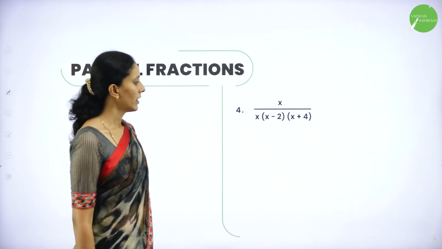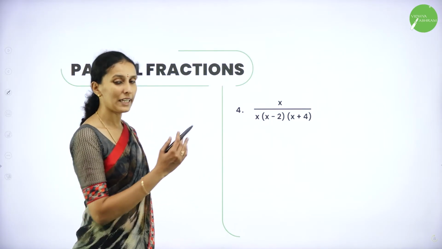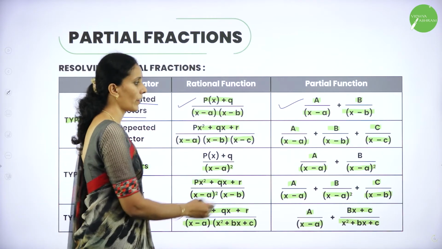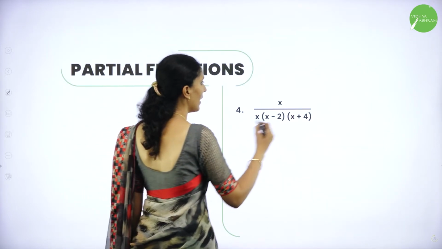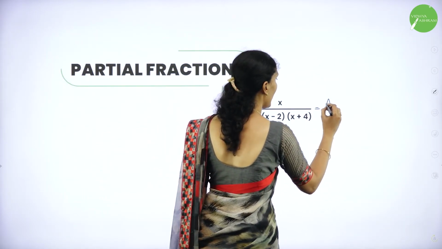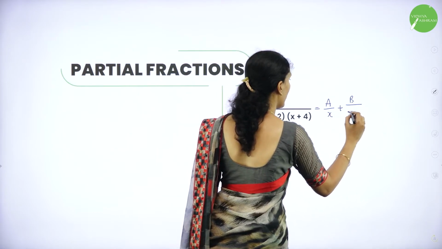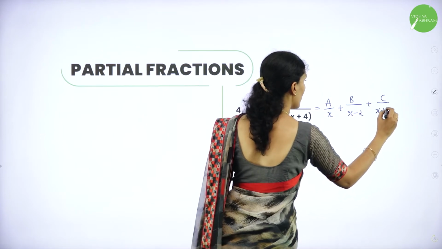Next question, x by x, x minus 2, x plus 4. So here you have 3 linear factors. So whenever you have 3 linear factors, you can write as 3 partial fractions. So the same way here, I'll write this as A divided by x, B divided by x minus 2 plus C divided by x plus 4.